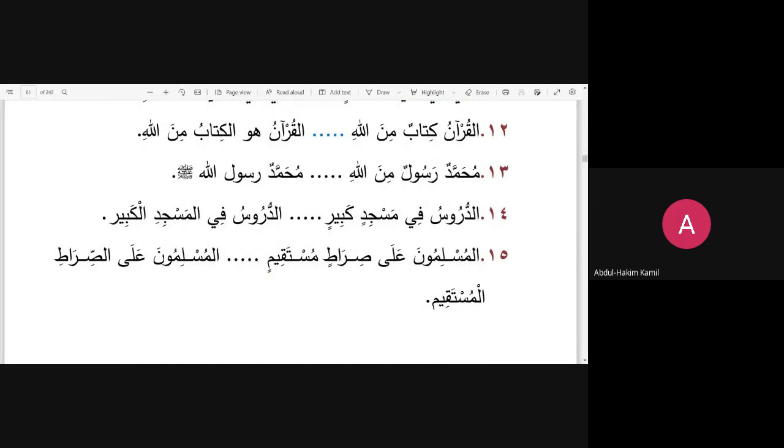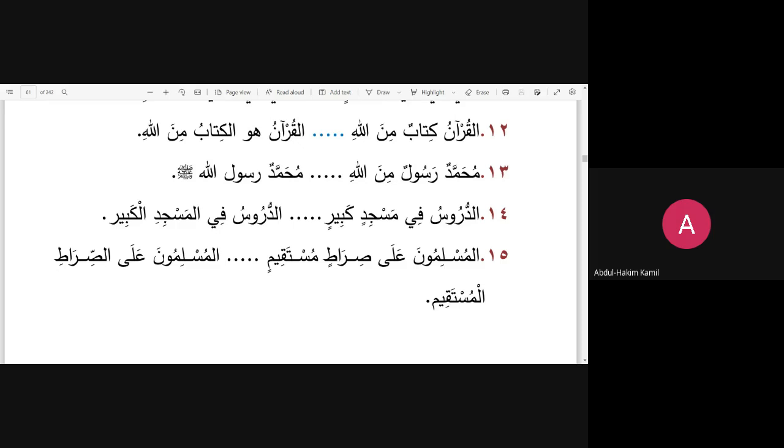المسلمون على صراط مستقيم. The Muslims are on a straight path, and it comes in the Quran both as as-sirat al-mustaqim, and in some other places, siratun mustaqimin, nakira. It comes ma'rifa and it comes nakira. Do you understand what that means, brothers and sisters and online? Sometimes it comes ma'rifa, sometimes nakira. When I say nakira, it means indefinite; it comes sometimes with an alif lam and sometimes without. It comes like that in the book of Allah.